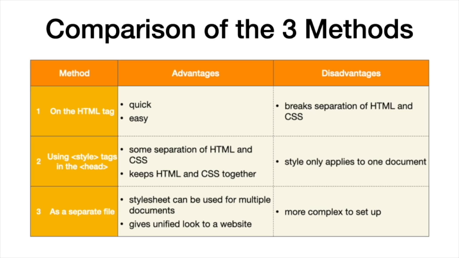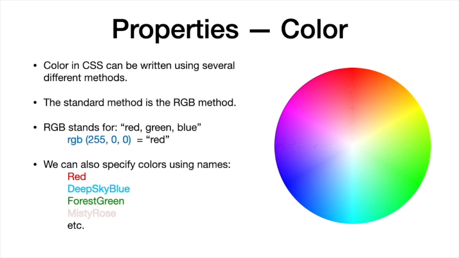Next, we're going to look at some CSS properties in a little bit more detail. The first property that we want to look at is color. Color can be applied to many different parts of our web page: text, background, borders. Color in CSS can be written in several different methods.